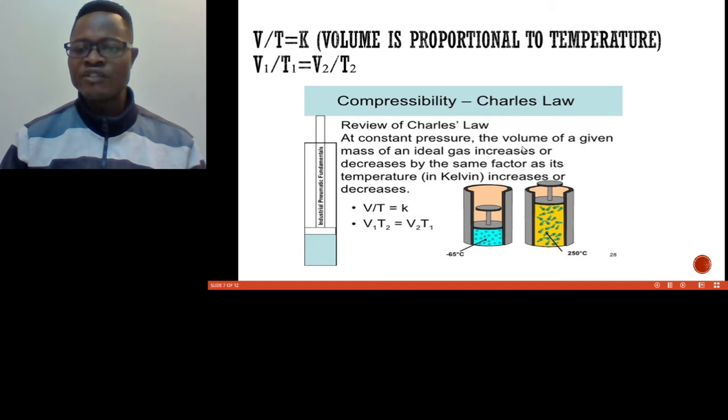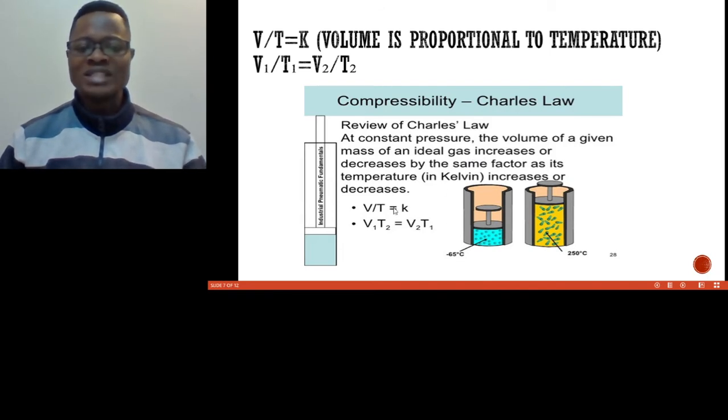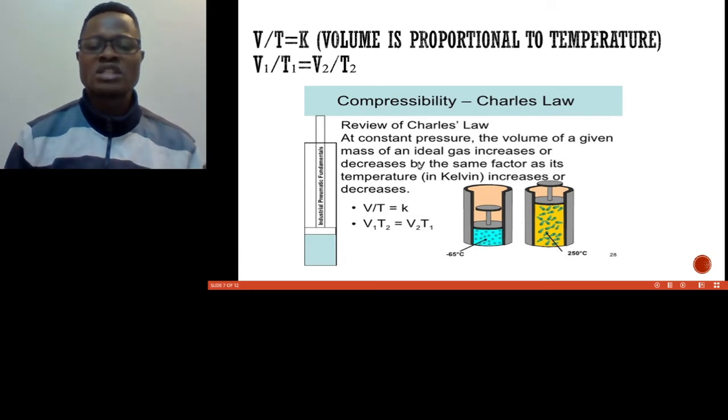At constant pressure, the volume of a given mass of an ideal gas increases or decreases by the same factor as its temperature in Kelvin increases or decreases. When we talk about temperature in Kelvin, we know we have an absolute zero. The absolute zero is given by negative 273. But now, if we are to convert any given value to Kelvin, you just need to add 273 to that value. So during the calculation, we will see how to do these conversions.